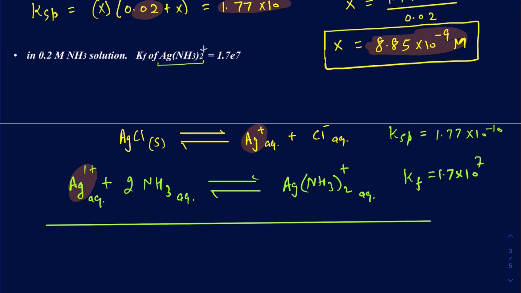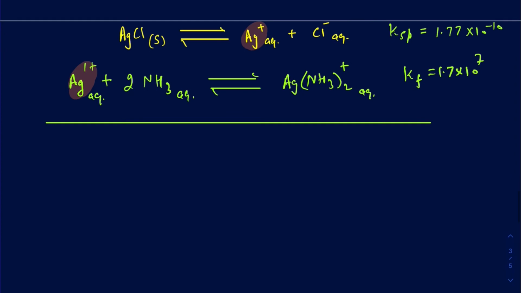So what we're going to do now, we're going to add those up. When we add those up, we cancel anything that's common on both sides. Obviously this Ag+ is common on both sides, so that cancels out, and then write down what's left behind.